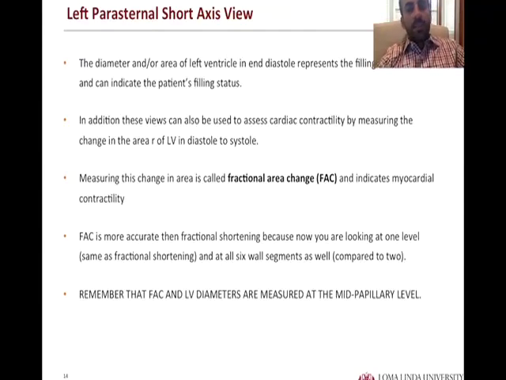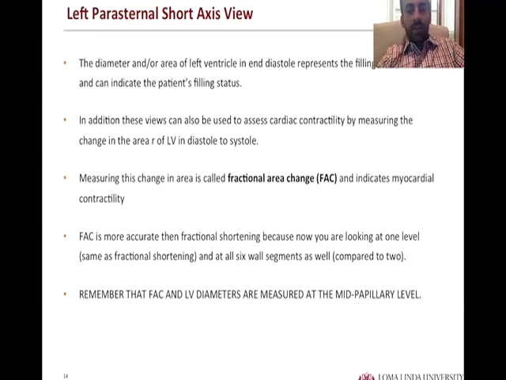Additionally, how do we determine the idea of contractility from this view? Well, now, instead of looking at the diameter change, we're actually going to calculate the area. So we'll trace out the area of the left ventricle in diastole and compare that to the area in systole. And that concept is called fractional area change. Again, remember that all measurements are done at the mid-papillary level.